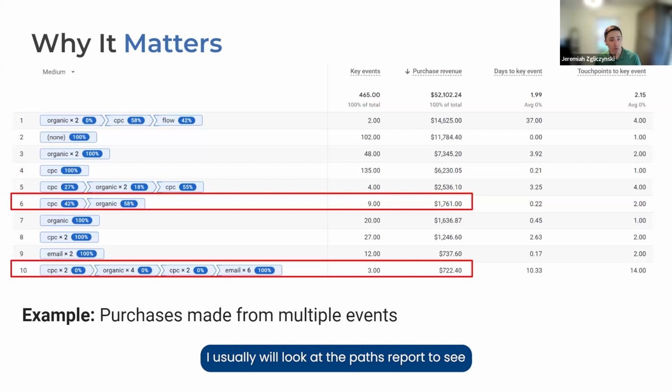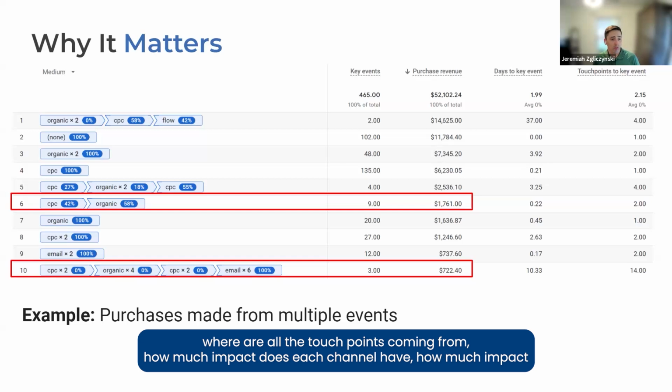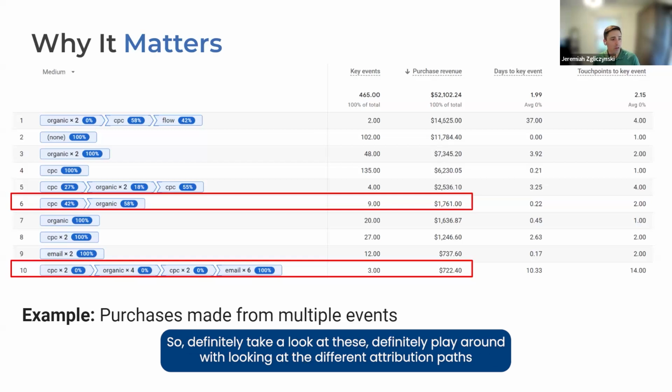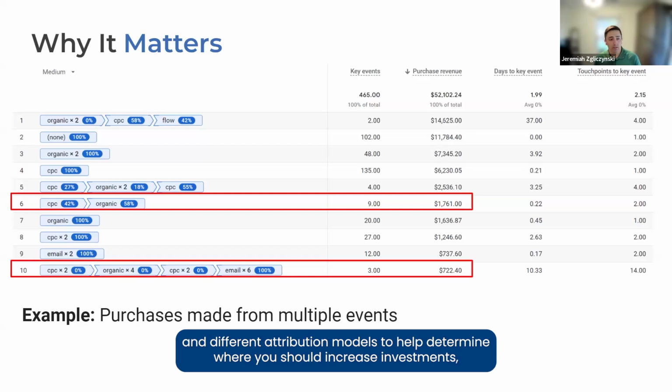I usually will look at the path report to see where are all the touch points coming from? How much impact does each channel have? How much impact do all these different platforms that you're using and advertising on ultimately result in a sale? So definitely take a look at these, definitely play around with looking at the different attribution paths and different attribution models to help determine where you should increase investments or if there's any spot that it actually makes sense to pull back and reallocate to other channels.